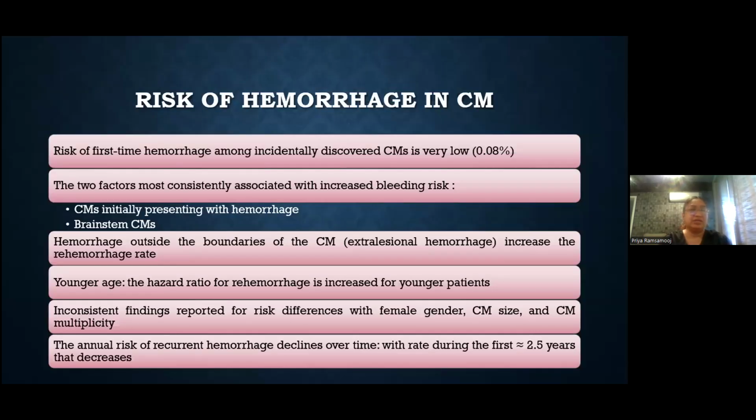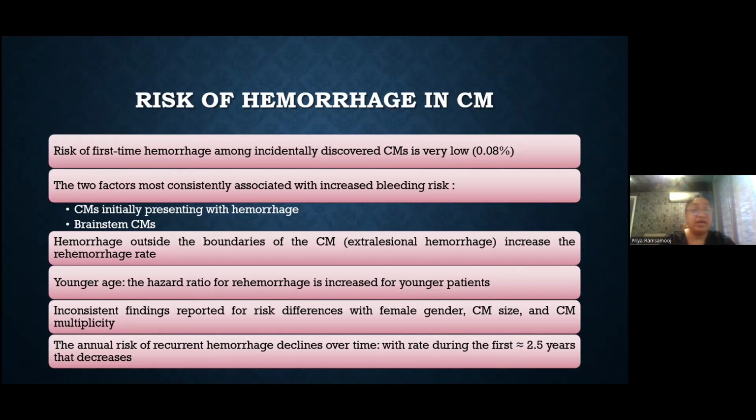So these are some little nuggets, in essence, of what we need to remember as it pertains to the risk of hemorrhage in this subset of patients. So risk of first-time hemorrhage among incidentally discovered CMs tends to be low, less than 1%. But the two biggest factors that are consistently associated with increased bleeding risk are when they initially present with hemorrhage and brainstem cavernous malformations, right? So these are consistently associated with an elevated risk. Now, if the patient bleeds outside of the boundaries, an extra lesional hemorrhage, it tends to increase your rehemorrhage rate.